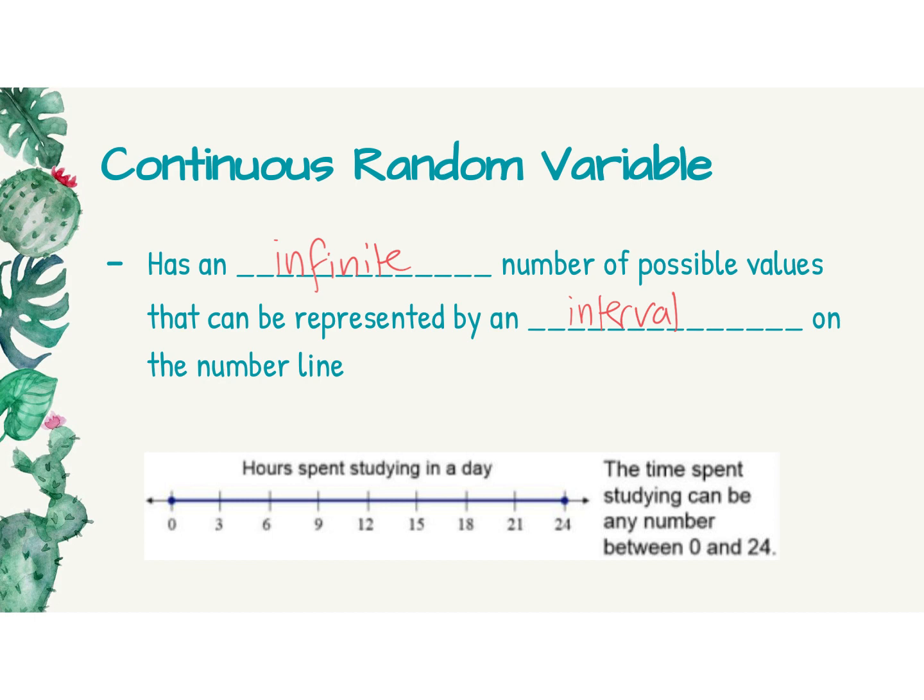So here we have this example down here, hours spent studying in a day. You can have an hour and 1 minute, an hour and 5 minutes, 3 hours and 54 minutes, 7 hours and 23 minutes, 7 hours and 23 minutes and 6 seconds. There's so many different times. You can have all those little times in between. That's what makes it an infinite number of possible values. That's what makes it a continuous random variable. And those are the kind of variables that will create these normal distributions.